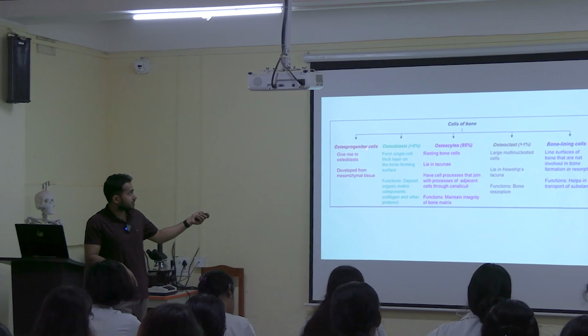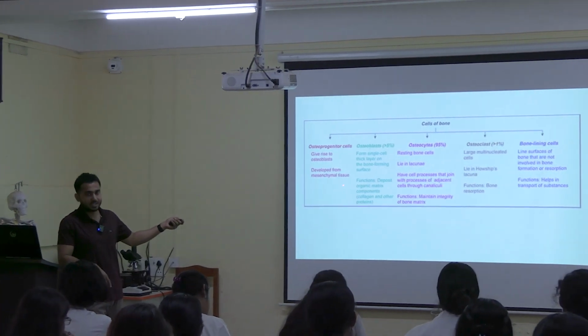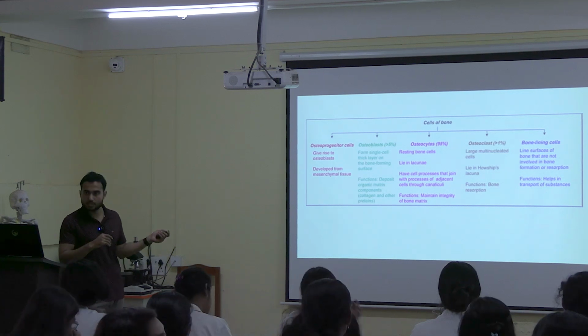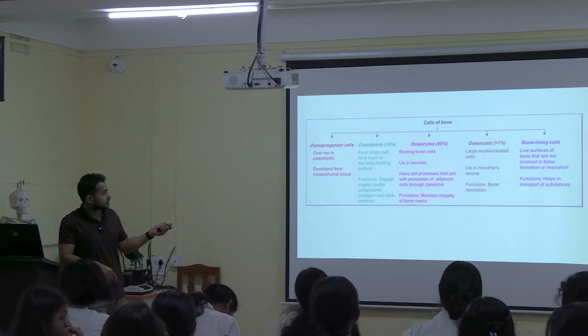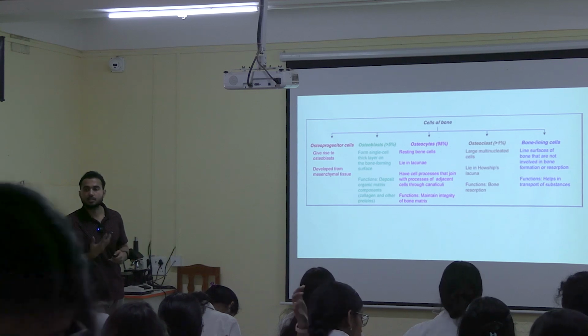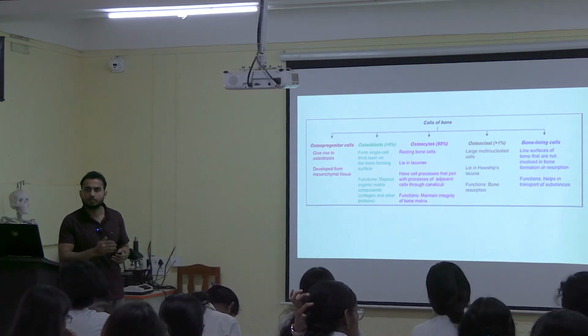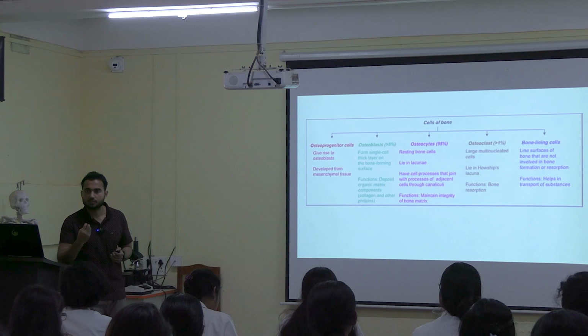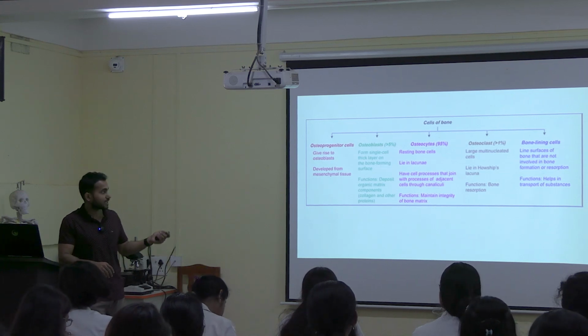First, osteoprogenitor cells, these develop from mesenchymal cells. They give rise to the osteoblast cell whenever it is required. Next, osteoblast cells, these are nothing but the bone forming cells. So whenever bone formation is required, at that time giving rise to the collagen fibers, deposition of the matrix, all those things are done by the osteoblast cells.